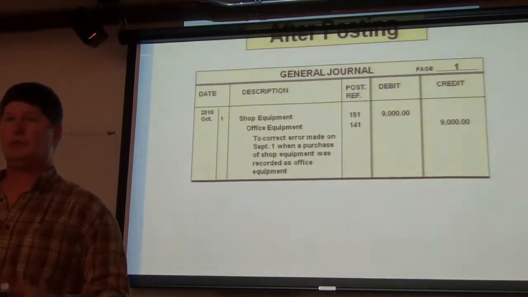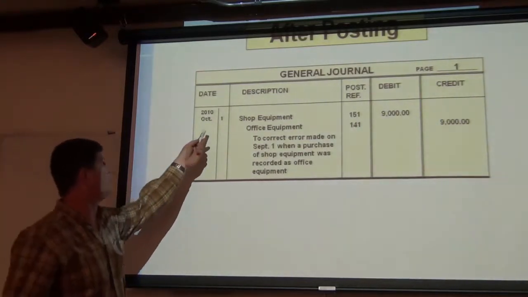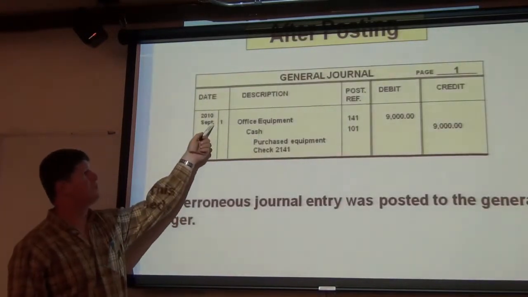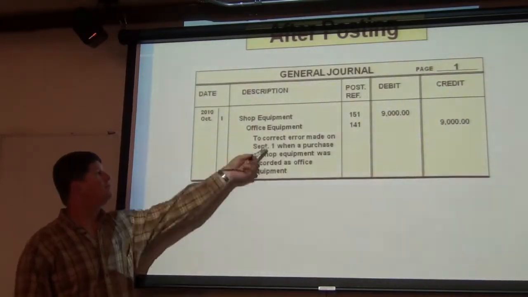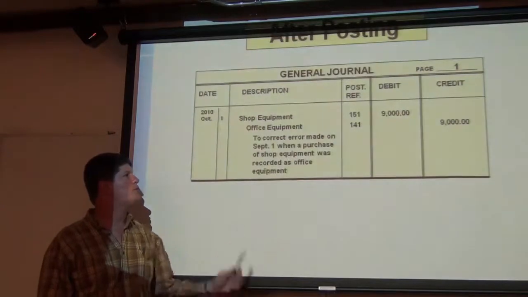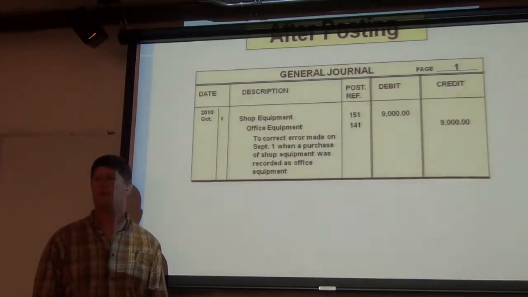What date do you use? The day you actually make the correction. Notice this was September. We didn't find it until October. You reference it to the... Yeah. Correct error made September 1 when a purchase of shop equipment was recorded office equipment.